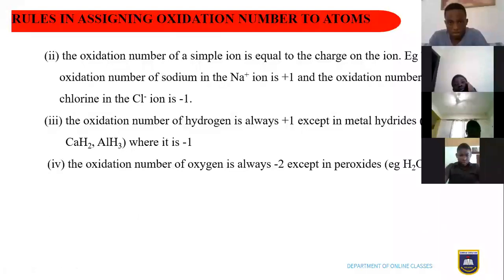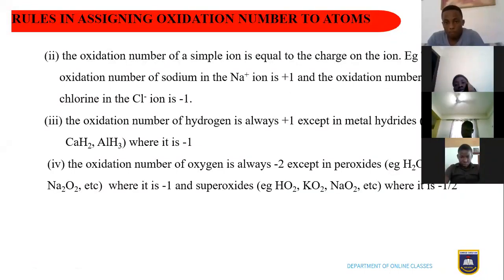The oxidation number of oxygen is always -2. That's the next one, except in compounds we call peroxides, like H2O2, that's what we call hydrogen peroxide, and Na2O2, that's what we call sodium peroxide, and so on and so forth.